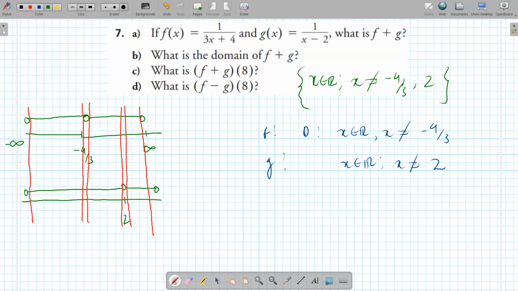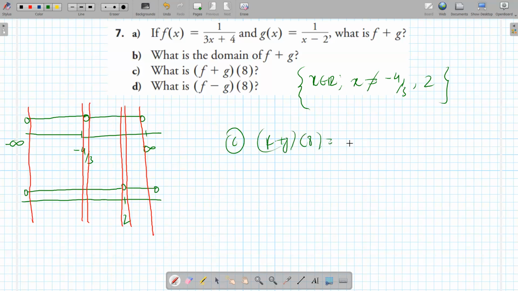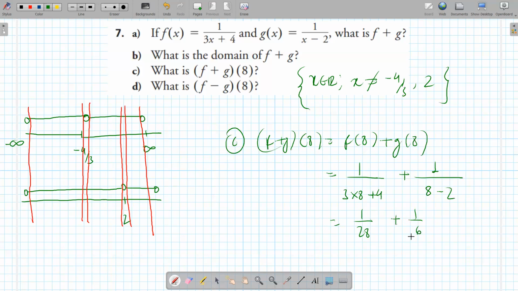Part C, what's the value of f plus g at 8? Super simple question for C. f plus g at 8 is just f of 8 plus g of 8. To find f of 8, you just replace that x in the denominator with an 8 plus 4. To find g of 8, you will just replace that x with an 8 like that, okay? So this value is 1 over 28. Quick maths, yeah. 1 over 6.